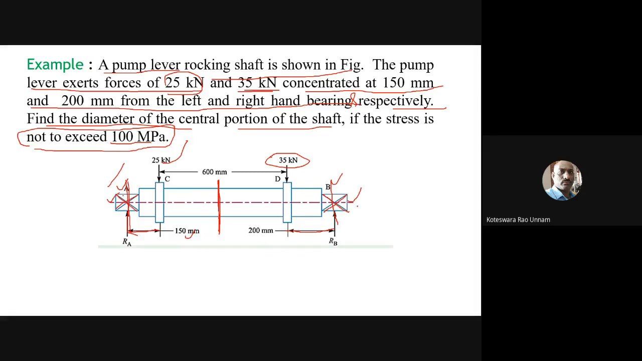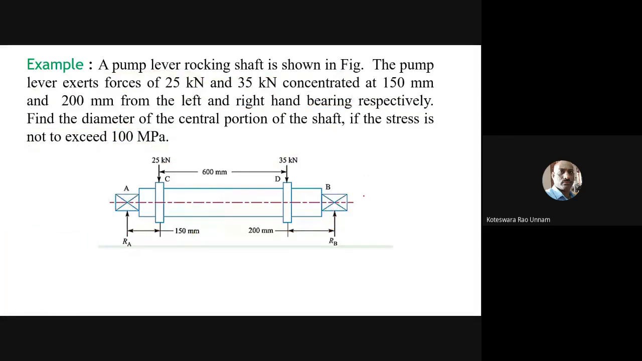So here, even though it looks something like this, this is equivalent to a simply supported beam. Generally you have bearings here, which is what is shown in the diagram also. So this is equivalent to a shaft which is simply supported at the ends, then subjected to two point forces. Here one force and here another force. So that is 25 kilonewtons, and here you have 35 kilonewtons. These distances are also given.